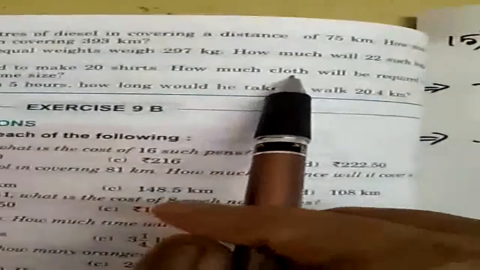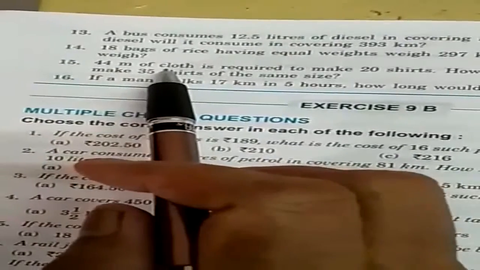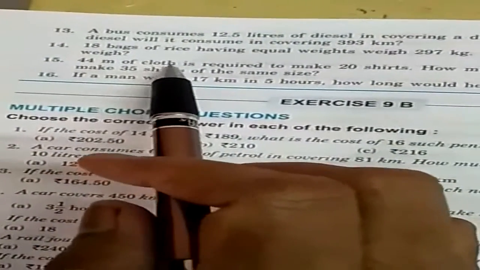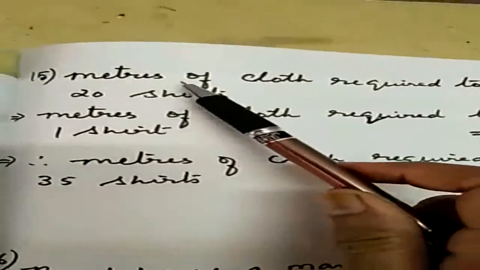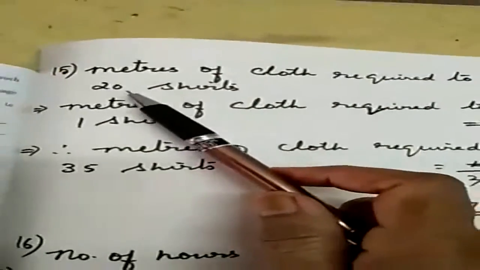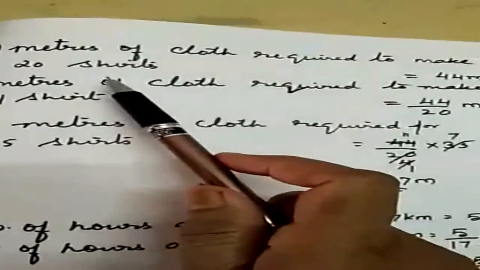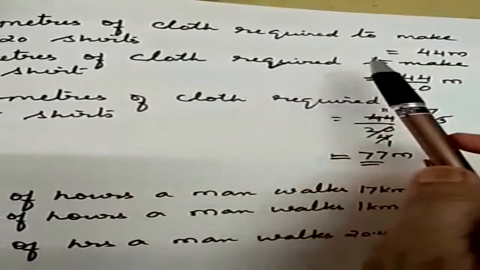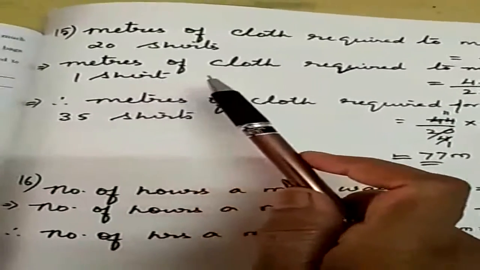What is asked? How much cloth will be required to make 35 shirts? How much cloth means meters of cloth is asked here. So when meters of cloth is asked, you will start the statement from meters of cloth. So the meters of cloth required to make, as in the first line of the question, 20 shirts. For 20 shirts, how much cloth is required? 44 meters. Now it's a unitary method.